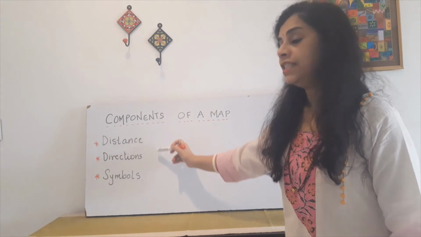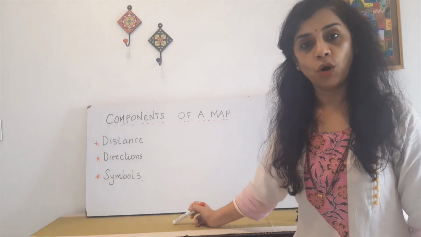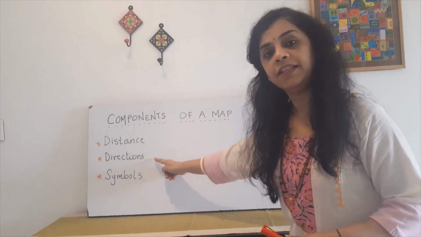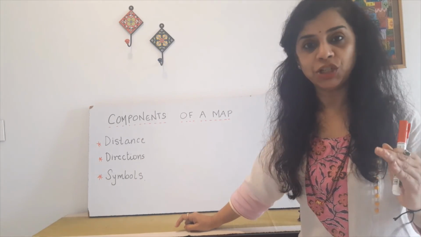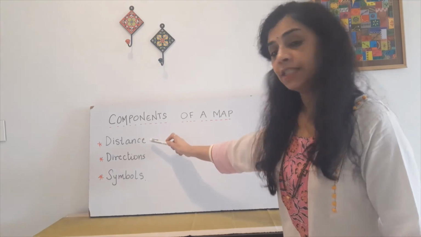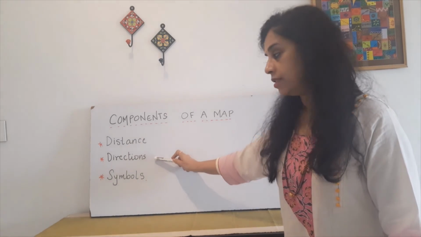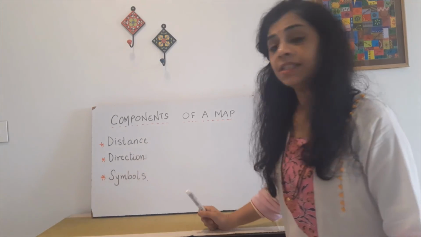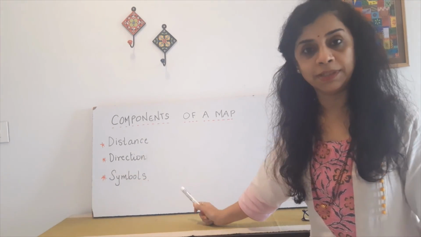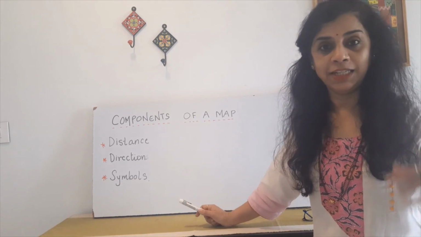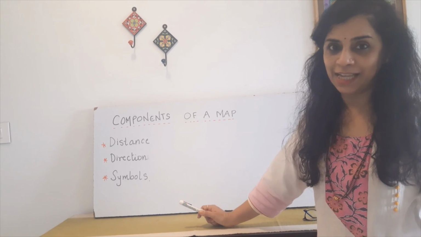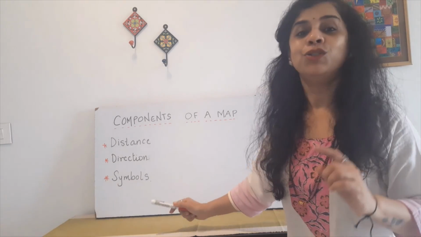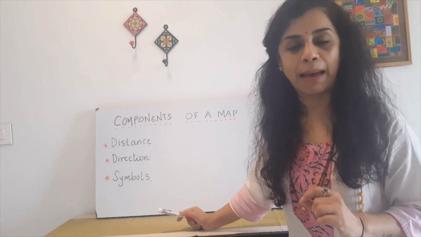Students, these are the three components of a map. Every map has these three major components. Now what are they? Distance, direction, and symbol. Okay? Distance, direction, and symbols. We will learn about these in detail in the next segment. Alright? And we need to know these to know how to read a map.